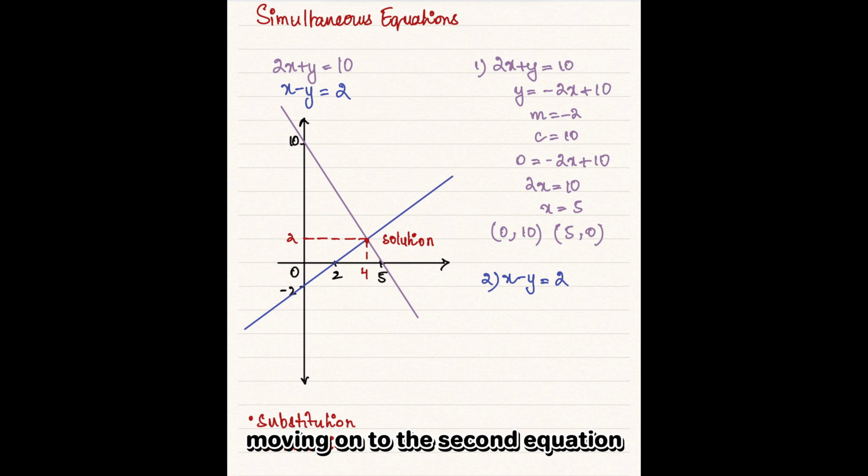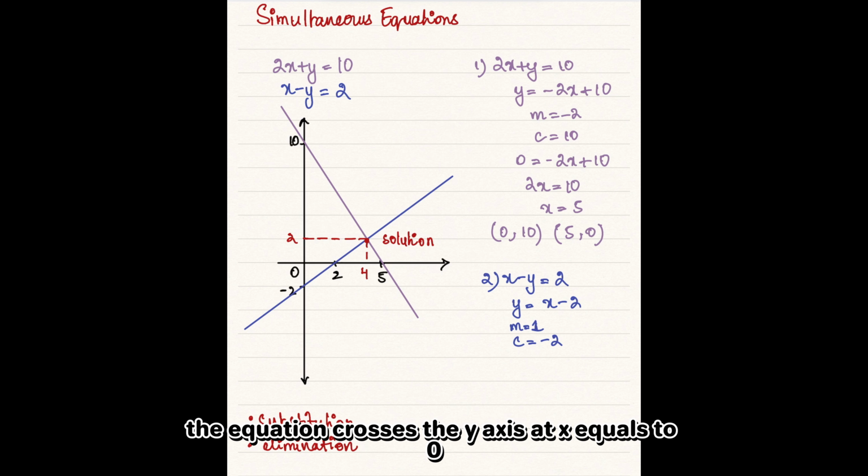Moving on to the second equation, we've got x minus y equals 2. We make y the subject of the formula. We find that y equals x minus 2. So the gradient of this is 1 and the y-intercept is negative 2. So now we know that the equation crosses the y-axis at x equals 0 and y equals negative 2.